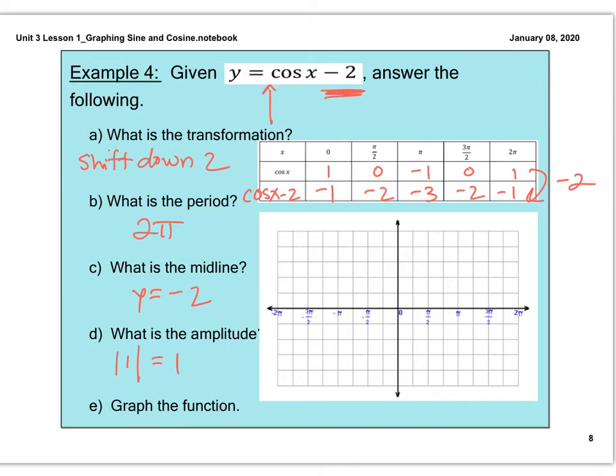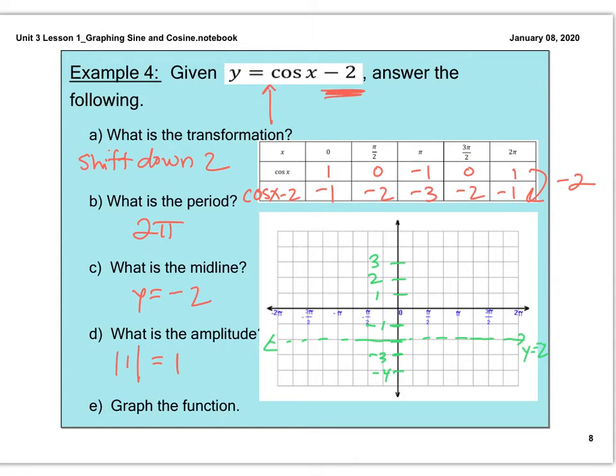So the midline has shifted down. It is going to be down here at y equals -2. I'm going to count by ones. So this is -1, this is -3, this is -4, and this is positive. You don't have to label every single spot, but label a few.